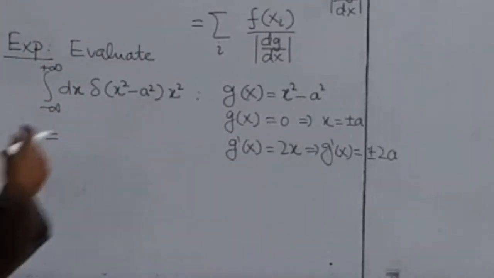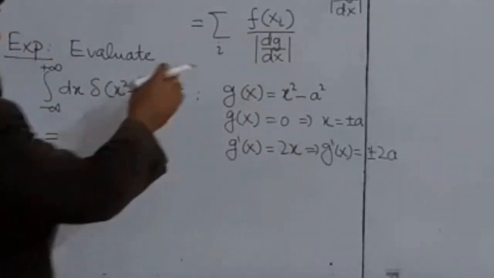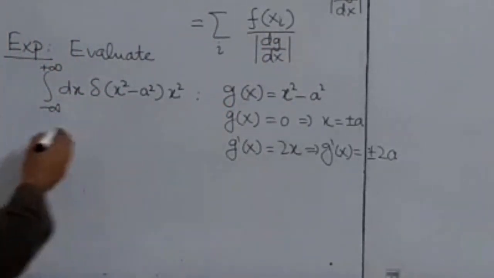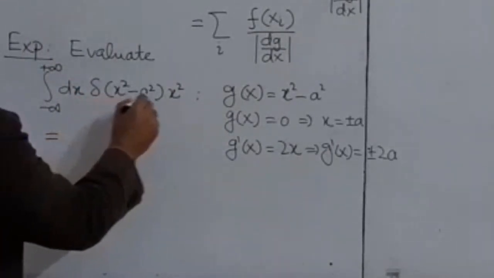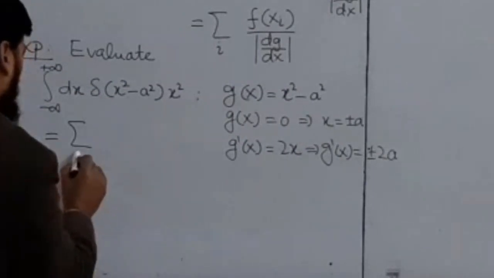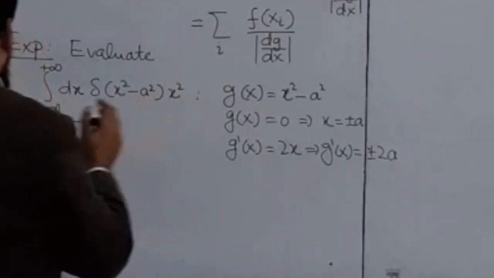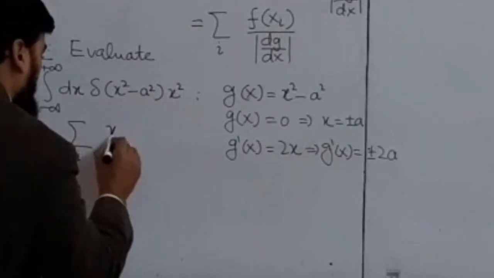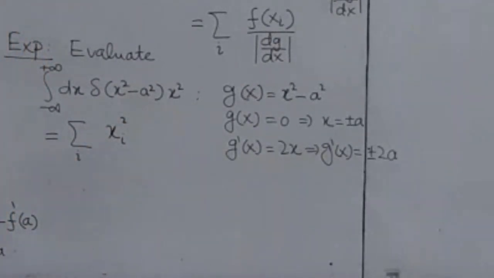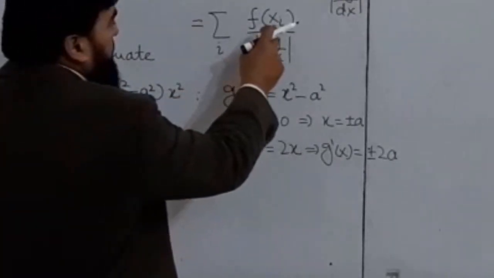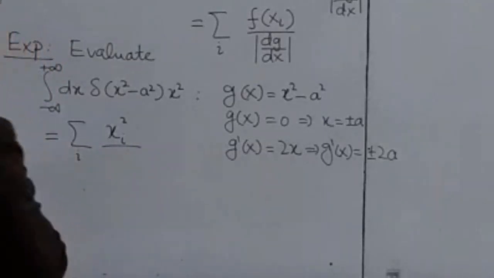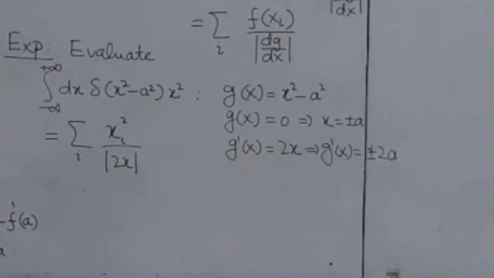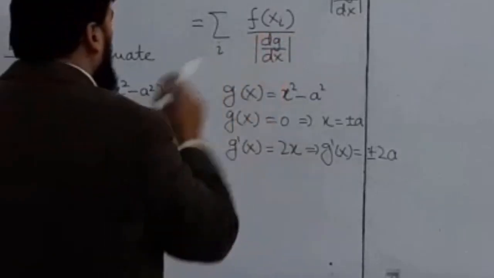Right? By putting the value of x equal to this, now I can write that this integral from minus infinity to infinity of delta of x squared minus a squared is equal to a summation over i of f of x_i. So what is f of x? x squared. So it will be x_i squared, divided by dg over dx, which is equal to 2x, right? Because this is dg over dx.